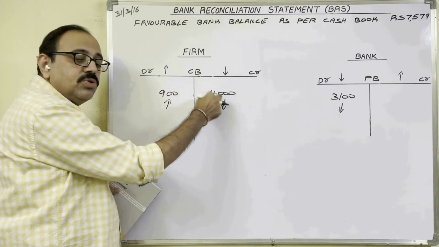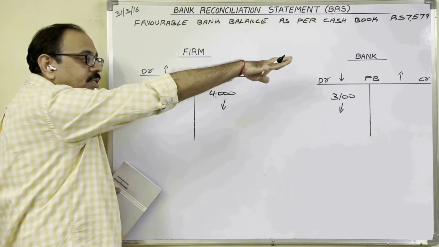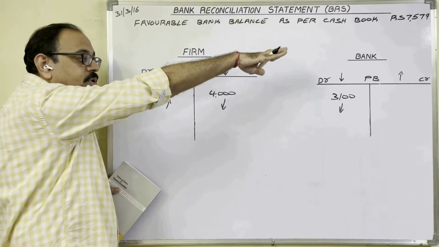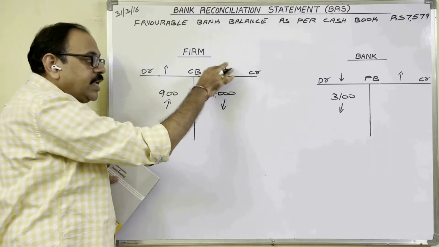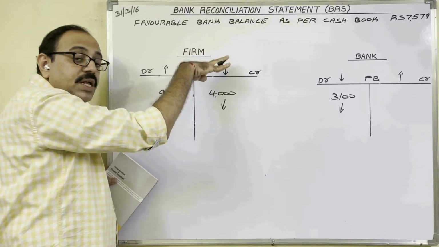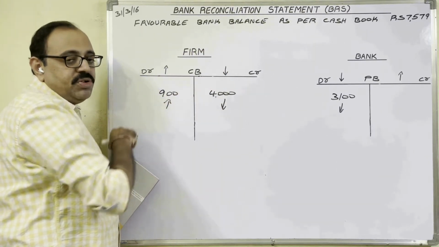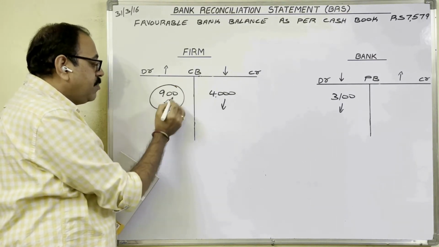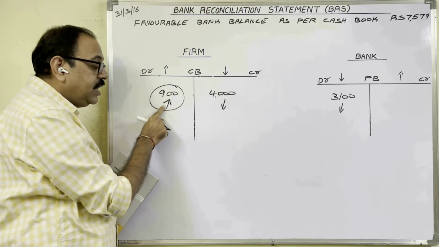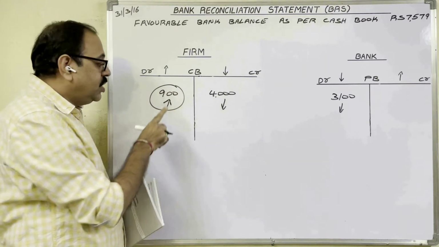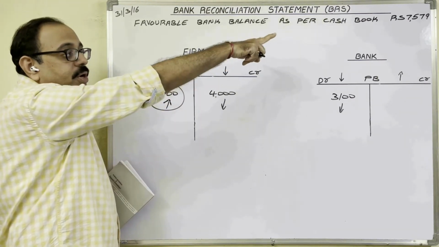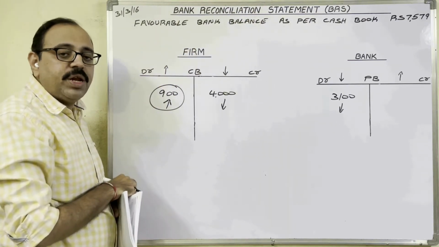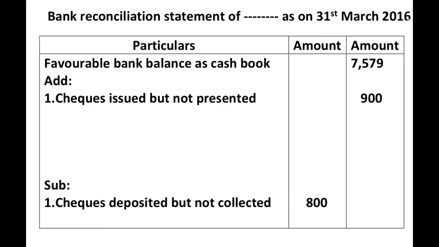Finally here we have 3100. So bank balance is decreased as per the passbook with 3100. As per the cash book also there is a decrease in bank balance with 3100. Now this is our answer. The answer is coming as increase. Increase means add. So this 900 we should add to that favorable bank balance as per cash book. Under additions, first point, checks issued but not presented, in outer column 900 rupees.